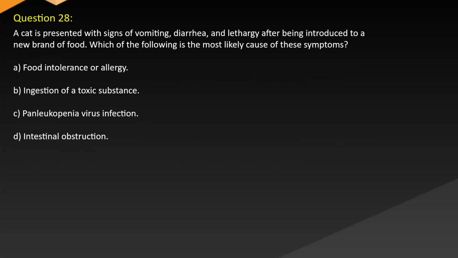Question 20. A cat is presented with signs of vomiting, diarrhea, and lethargy after being introduced to a new brand of food. Which of the following is the most likely cause of these symptoms? A. Food intolerance or allergy. B. Ingestion of a toxic substance. C. Panleukopenia virus infection. D. Intestinal obstruction.